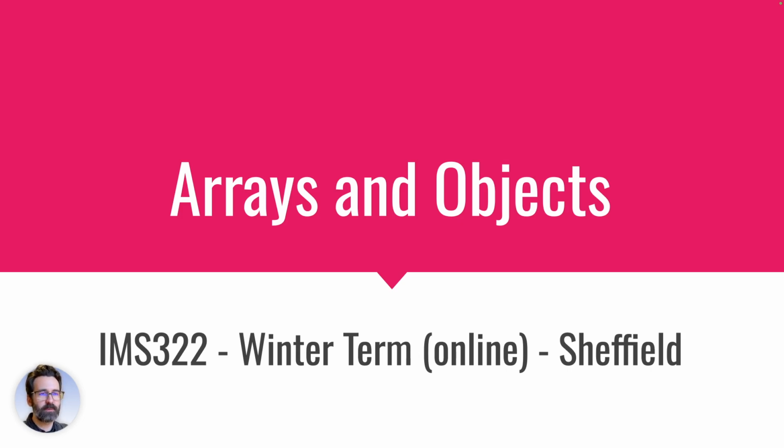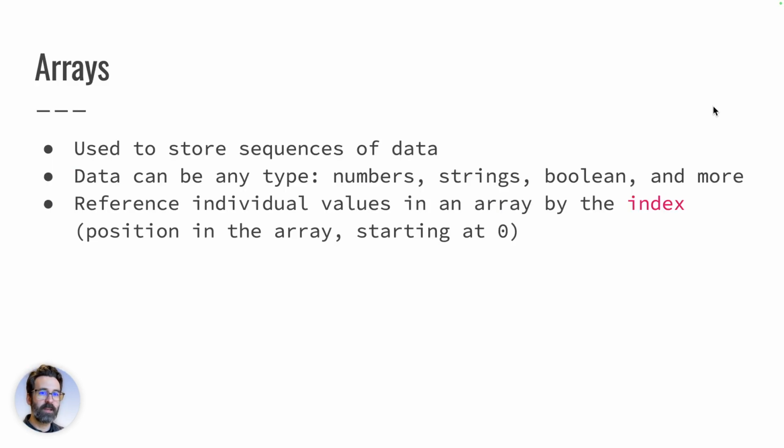In this video, we're going to talk about two very important data types in JavaScript and other programming languages, which are arrays and objects. In this video, we're just going to look at what they are, and in the next videos, we'll look a little more at how they work and what to do with them. So this will be more of a basic overview of how to make them and what they're for. So arrays, to start with, are used to store sequences of data.